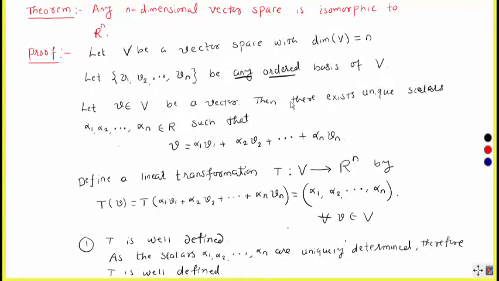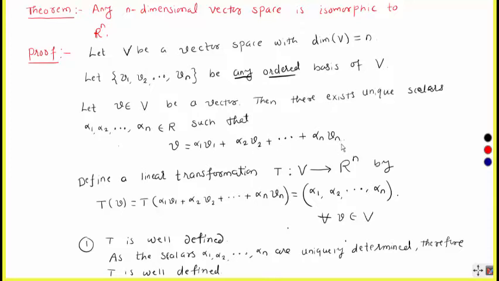Let v be a vector in V, then there exist unique scalars alpha 1, alpha 2, ..., alpha n belonging to R such that v is equal to alpha 1 v1 plus alpha 2 v2 plus and so on alpha n vn. Because V is a vector space and v1, v2, ..., vn are basis vectors of V, therefore any vector v belonging to V can be expressed uniquely as a linear combination of these vectors. So there exist unique scalars alpha 1, alpha 2, ..., alpha n belonging to R such that v is equal to alpha 1 v1 plus alpha 2 v2 plus and so on alpha n vn.